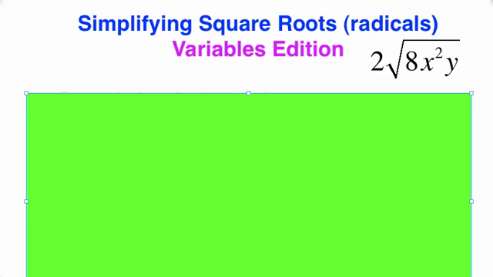Hello. In this video we're going to simplify square roots, or radicals, with variables. In this video it's assumed that you already know how to simplify square roots with whole numbers, so we're just going to jump right into the variables part of it.